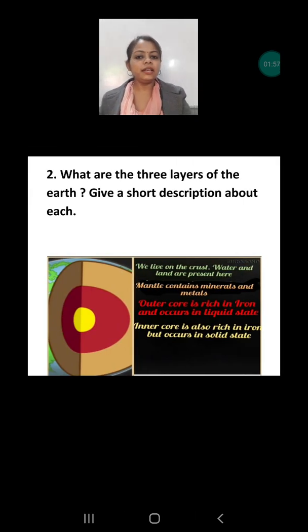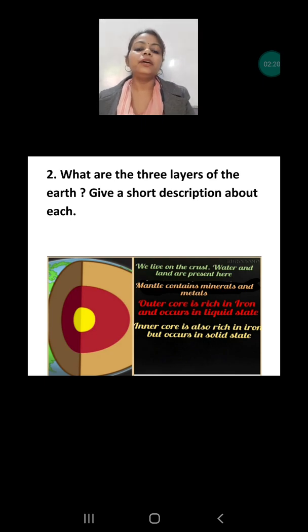Our next question is question number 2. What are the 3 layers of the earth? Give a short description. Okay, so here the 3 layers are: the outer layer is the crust, the second layer is the mantle, the third layer is the core. But here you are seeing I have divided the core into 2 parts, because the outer core is liquid and the inner core is solid, but they contain the same type of minerals.